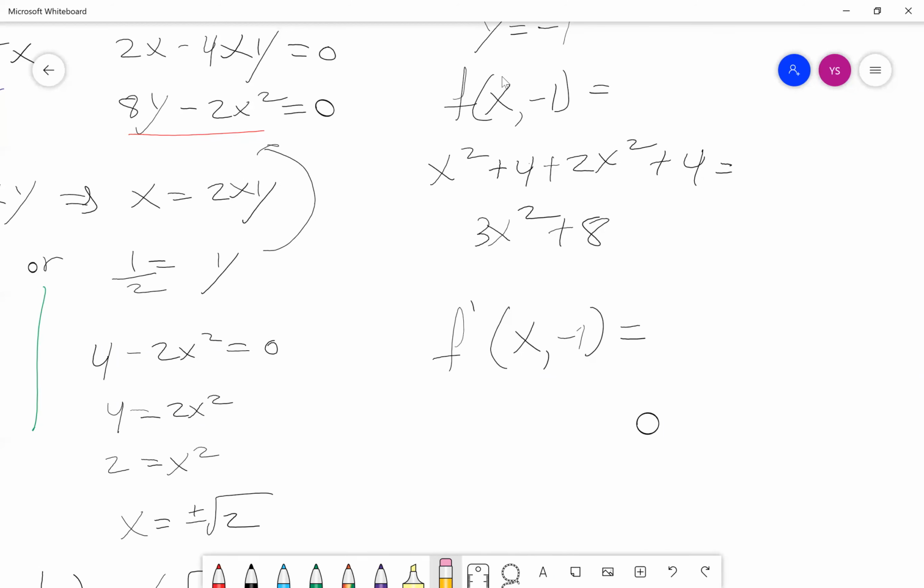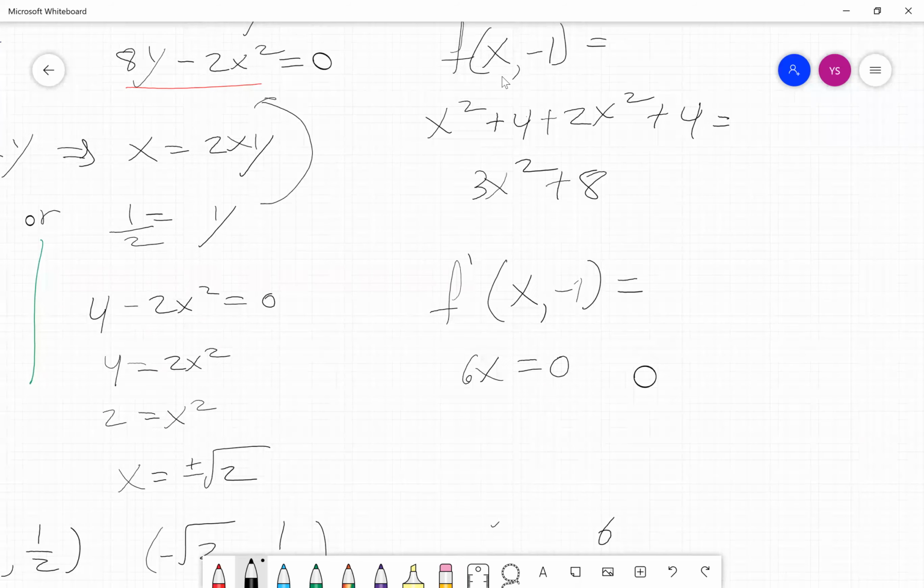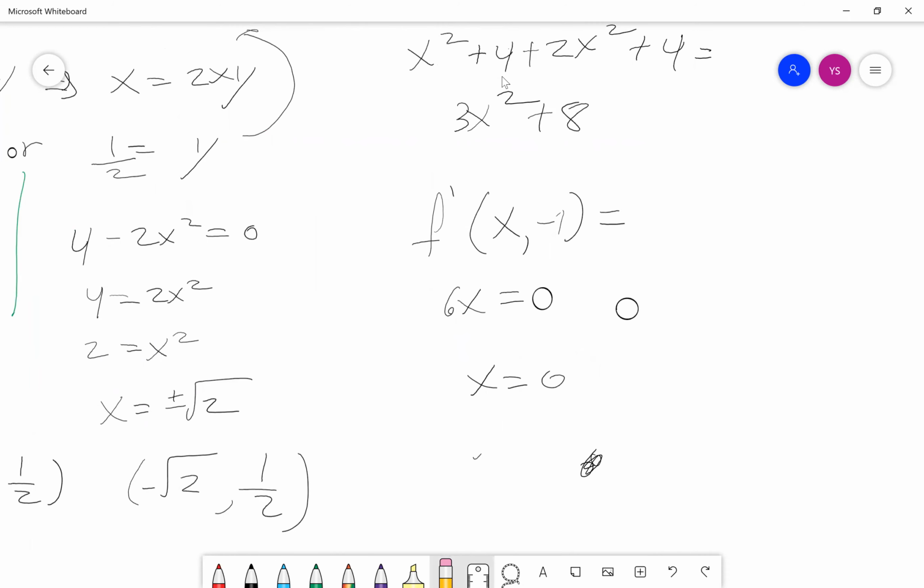Again, taking the derivative, we got 6x is equal to 0, x is equal to 0. So what is the critical point? Can anyone tell me the exact critical point that we just found? Yes? (0, -1). Yeah, 0 for our x direction, -1 for our y direction, because we already know that y is -1, yeah?